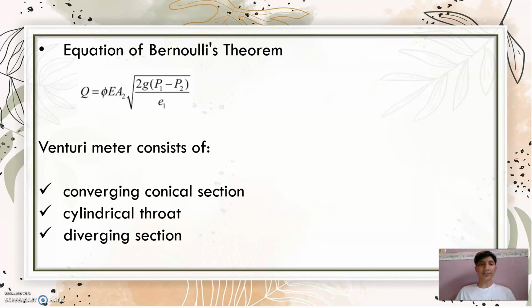Equation of Bernoulli's theorem. Venturi meter consists of a converging conical section, a cylindrical throat, and a diverging section.